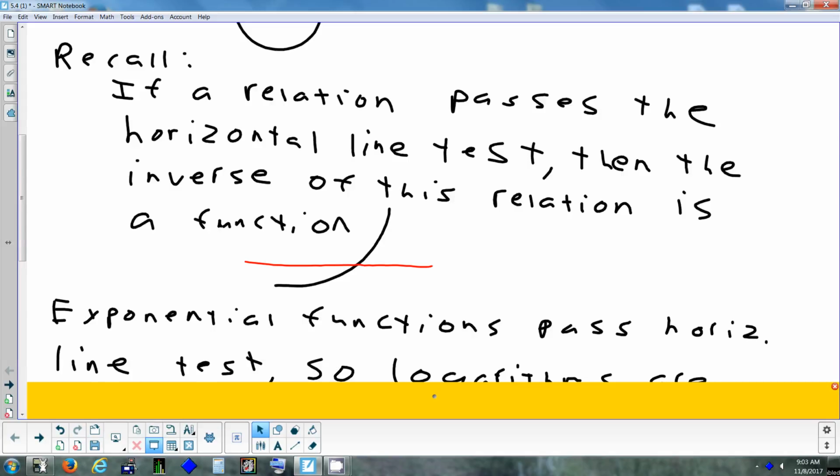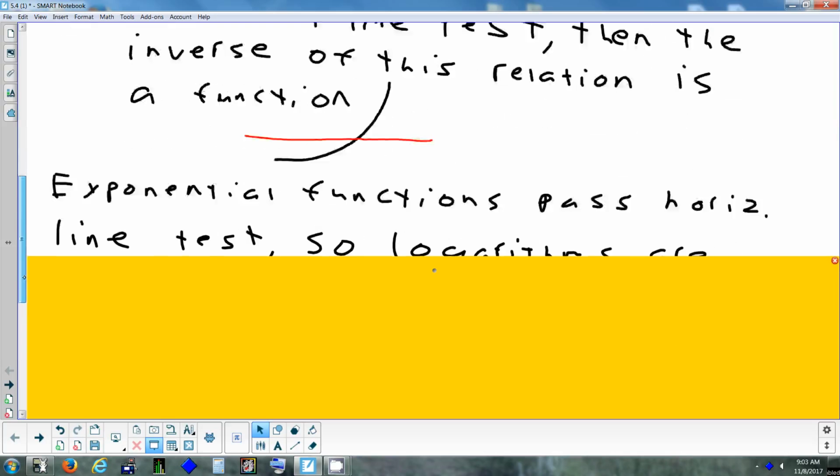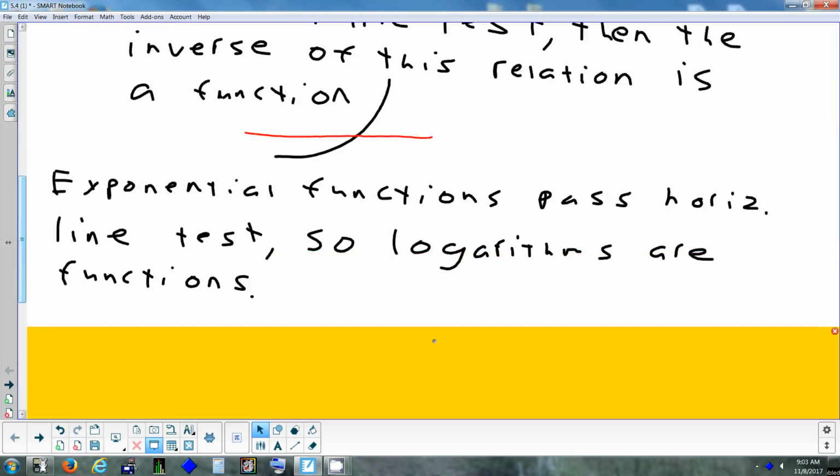So, I want to try to connect the ideas here. Logarithms are the inverse of exponentials. Exponentials pass the horizontal line test. So what does that mean about logarithms? If they're the inverse of exponentials, and exponentials pass the horizontal line test. Yeah, logarithms are functions. Exactly. Logarithms are functions.